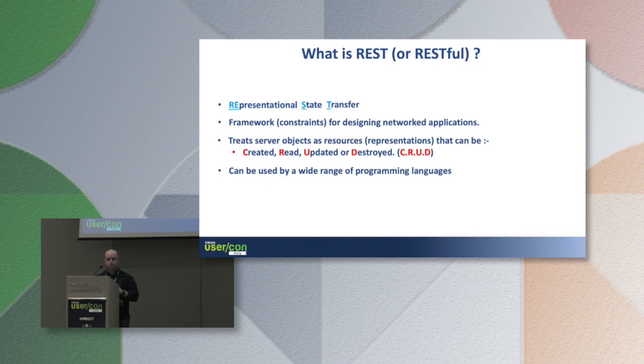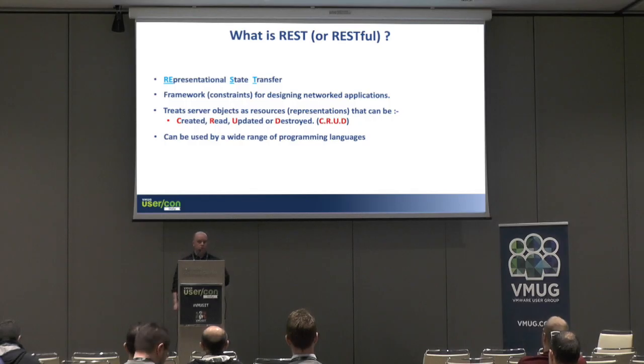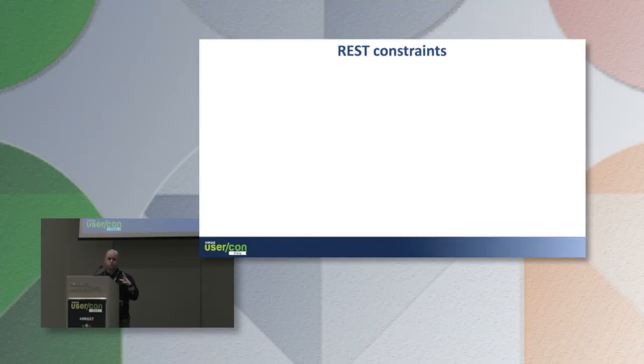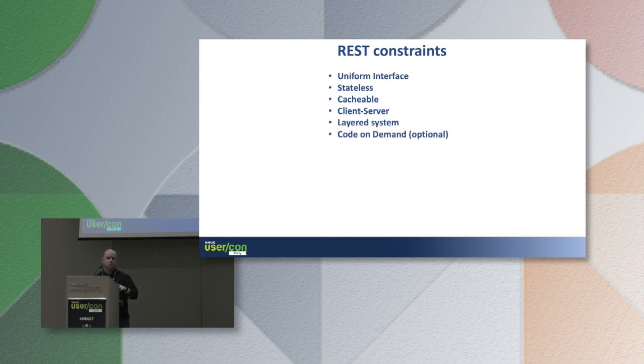It can be used by a wide range of programming languages. You can use Perl, Python, Curl, PowerShell, Ruby, you name it. There's probably a REST method for that. And it relies on a stateless client-server protocol, typically HTTP and HTTPS. So I talked about the constraints. It's a framework of 6 constraints for designing REST APIs. For this session, all we're going to concentrate on are 2: stateless and client-server.